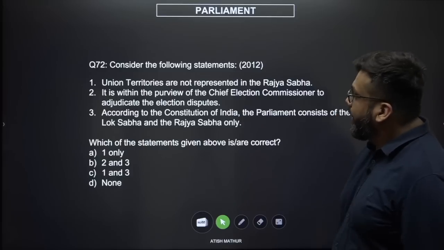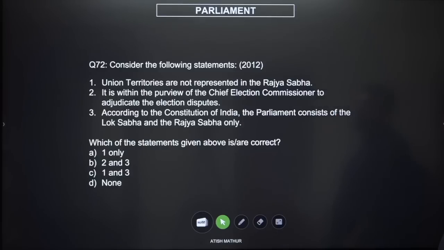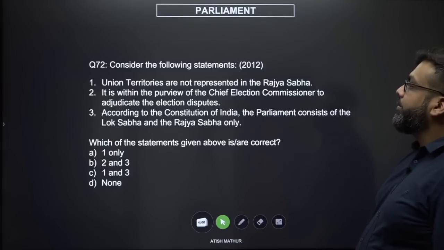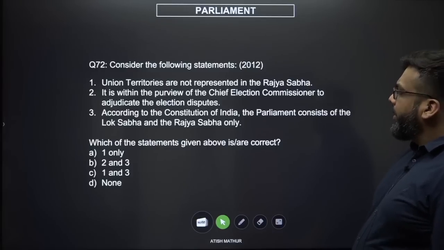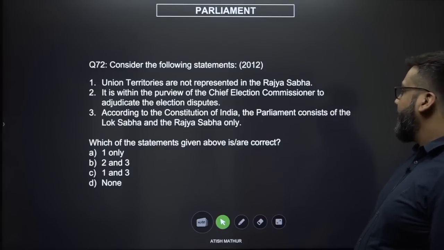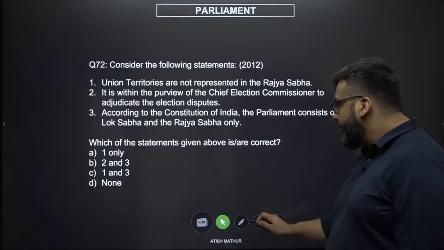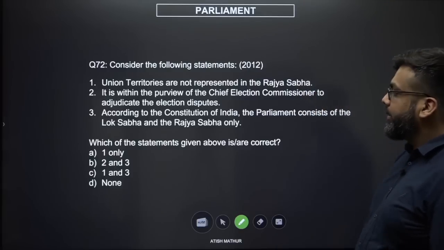Consider the following statements. Union territories are not represented in the Rajya Sabha. It is within the purview of the Chief Election Commissioner to adjudicate election disputes. According to the Constitution of India, the Parliament consists of the Lok Sabha and the Rajya Sabha only. Which of the following statements are correct? 1, 2 and 3, 1 and 3, none.